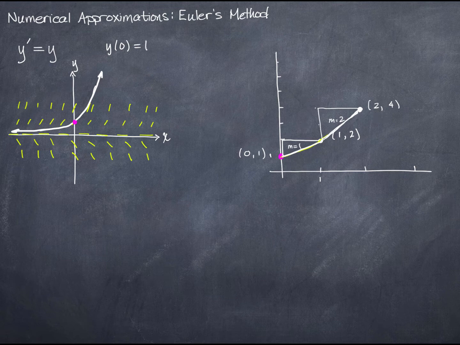Let's do one more of those. I now have a new y value again, and that y value is 4. If my slope is the same as my y value, then this time I need to go up 1, 2, 3, 4, and over 1.